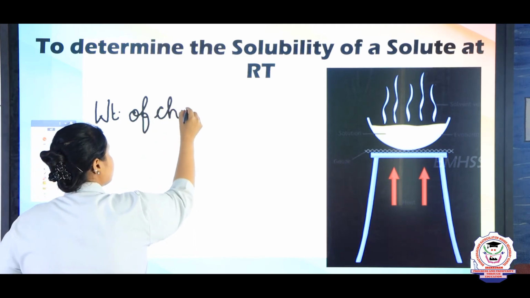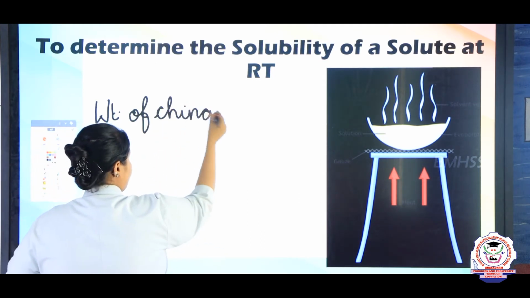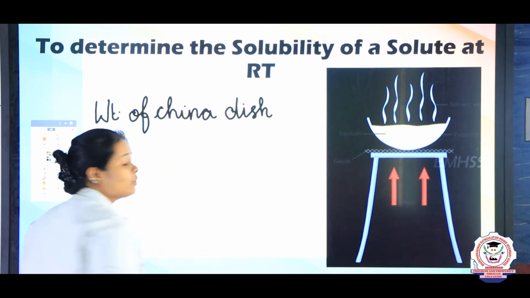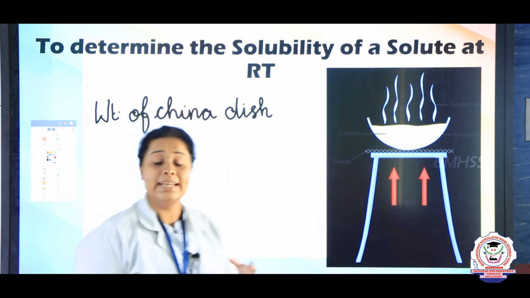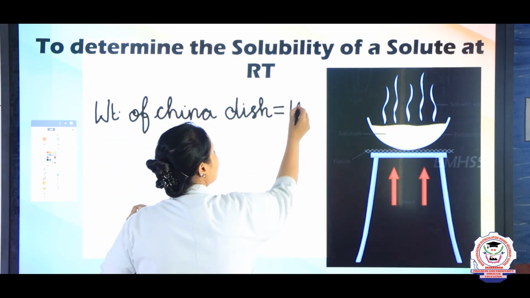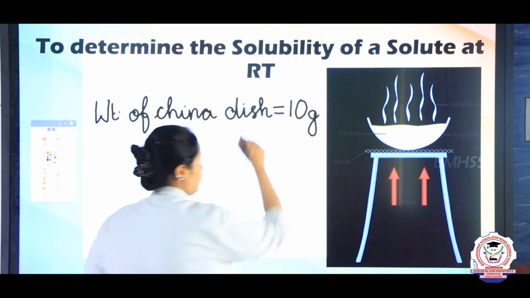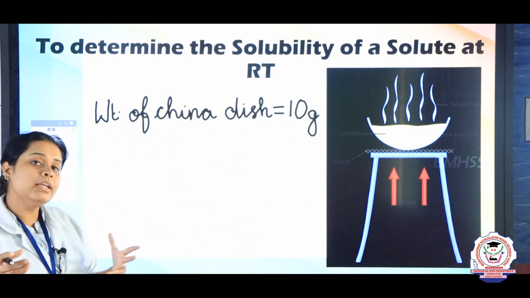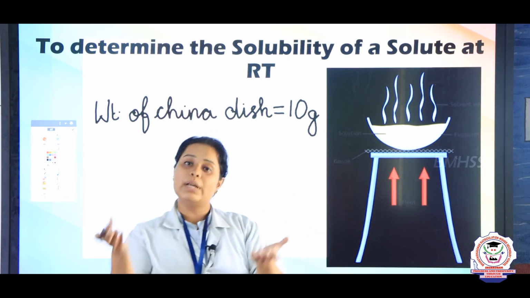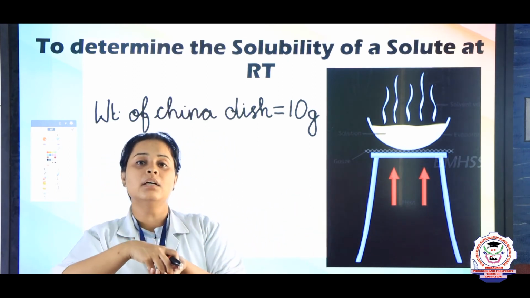china dish, and you are finding that the weight of your china dish is equal to 10 grams. So after taking the weight, you can write it here: 10 grams. Okay. Then again from the clear solution which we got from the previous step, we are taking it and putting it inside the dish.